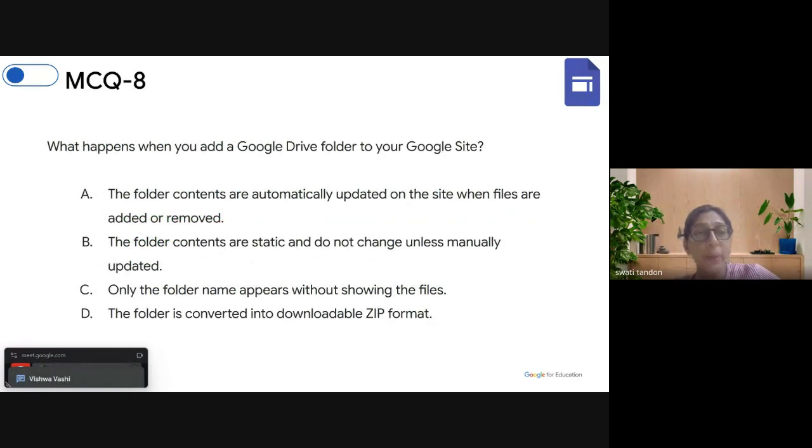What happens when you add a Google Drive folder to your Google site? A: The folder contents are automatically updated on the site when files are added or removed. B: The folder contents are static and do not change unless manually updated. C: Only the folder name appears without showing the files, or the folder is converted into a downloadable zip format.